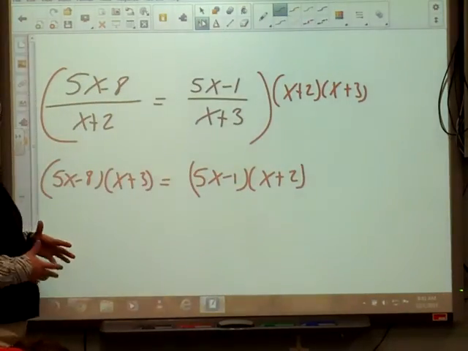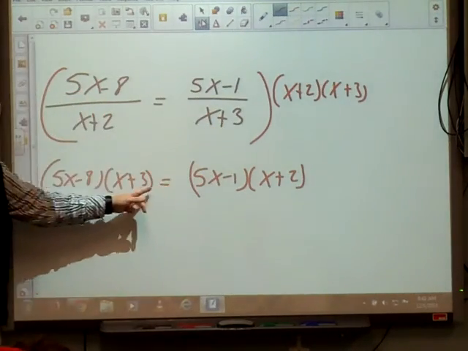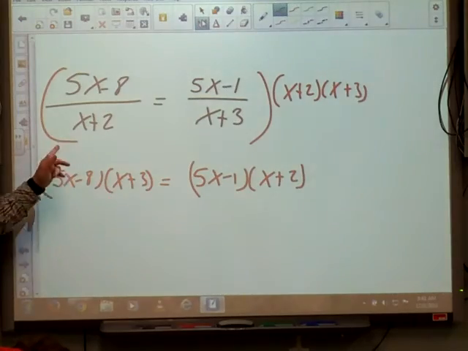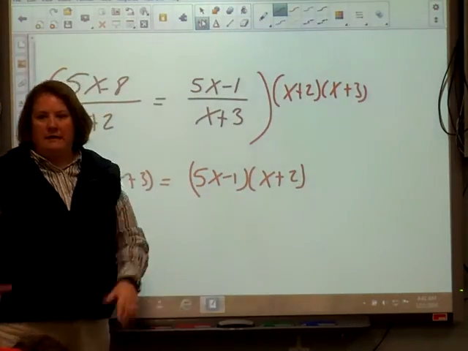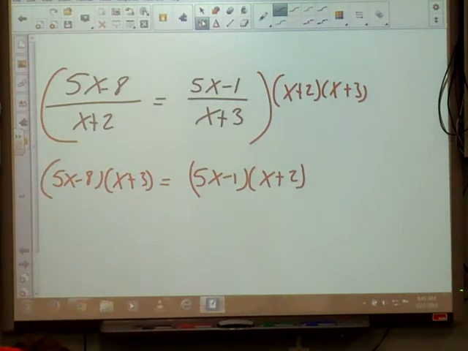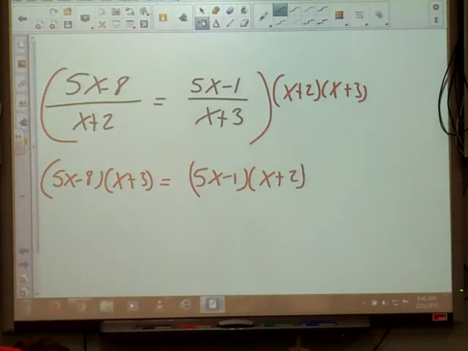Now, when you only have a fraction equal to a fraction, no extra plus or minus pieces, you can cross multiply across that equal sign and get the same thing: 5x minus 8 times x plus 3, x plus 2 times 5x minus 1. So you would get the same result either way. What you have to realize is that you now have a binomial times a binomial, so you've got some foiling work to do. Let's get to foiling.